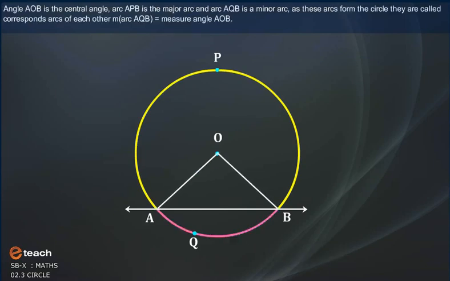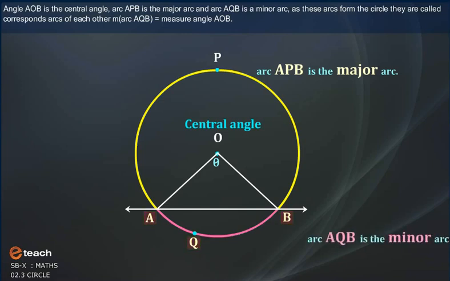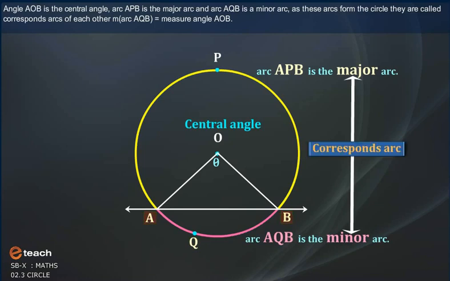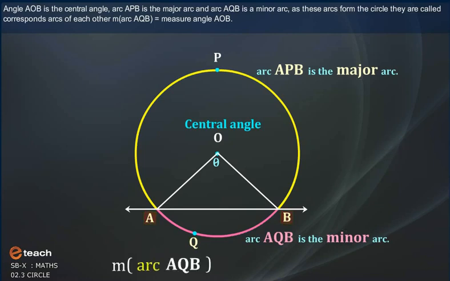Angle AOB is the central angle. Arc APB is the major arc and arc AQB is a minor arc. As these arcs form the circle, they are called corresponding arcs of each other. m(arc AQB) is equal to measure of angle AOB.